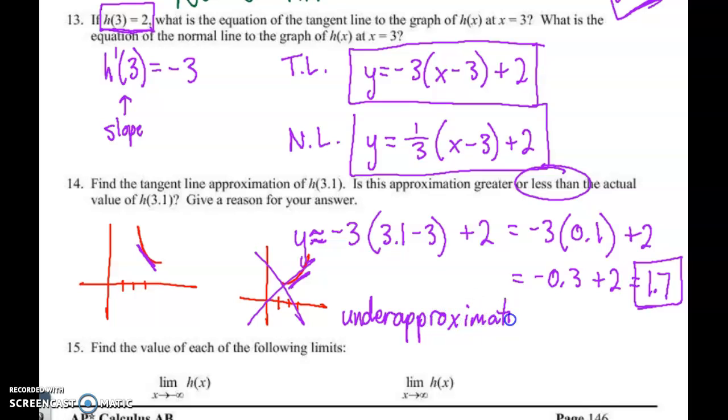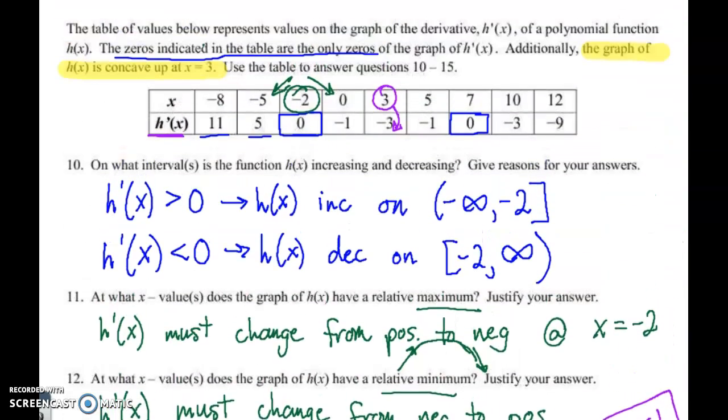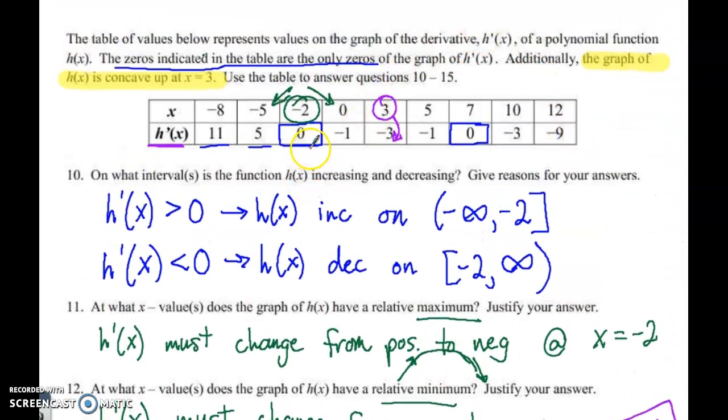And the only reason that you need to say is since h is concave up, CC up at x equals 3. And we'll get more into concavity in a little bit. We throw in some limit problems as well. And again, you have to go back to the directions up here. The directions say that these are the only zeros. They're polynomials.